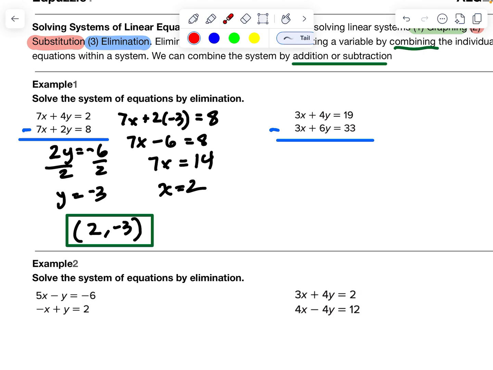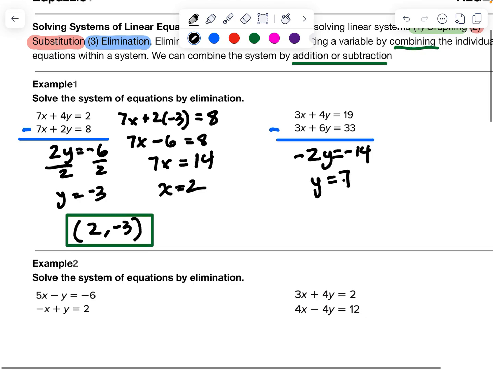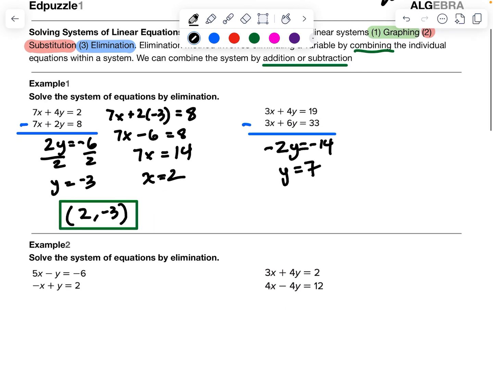Now, pay attention to your negatives. 4y minus 6y is not 2y. It is negative 2y. This is where you will make your mistakes if you're not paying attention to the detail. 19 minus 33 is negative 14. We divide both sides by negative 2 and get 7. So that's 1/2 of my solution.